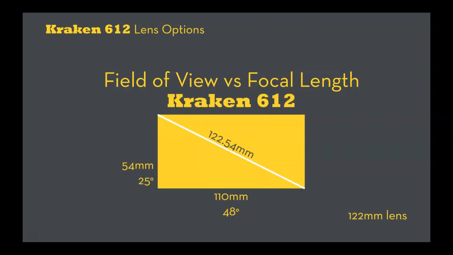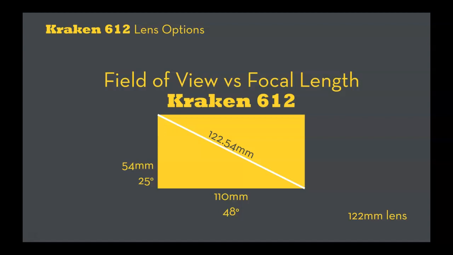Let's take a look at the Kraken. So the Kraken is a 54 millimeter high by 110 millimeter wide image size. It's a little bit shorter top to bottom, and that is completely about my taste. I like to see the border in the photograph at the end, and with medium format, it's easier to scan it if it's just a little bit smaller.